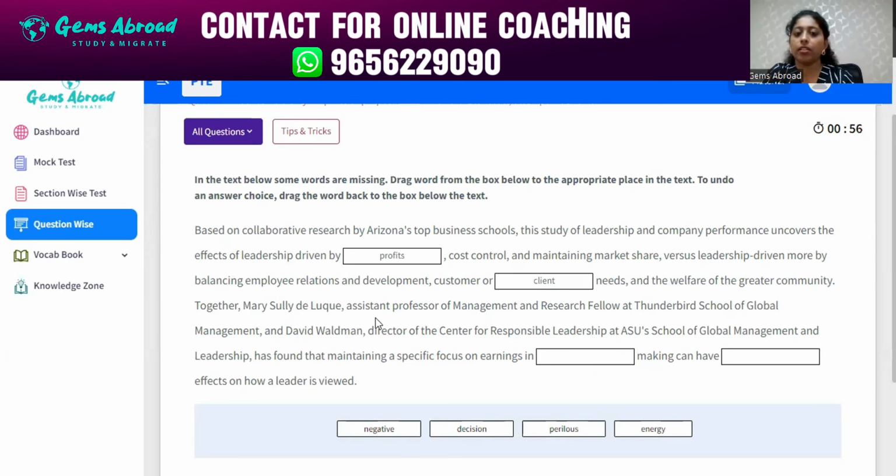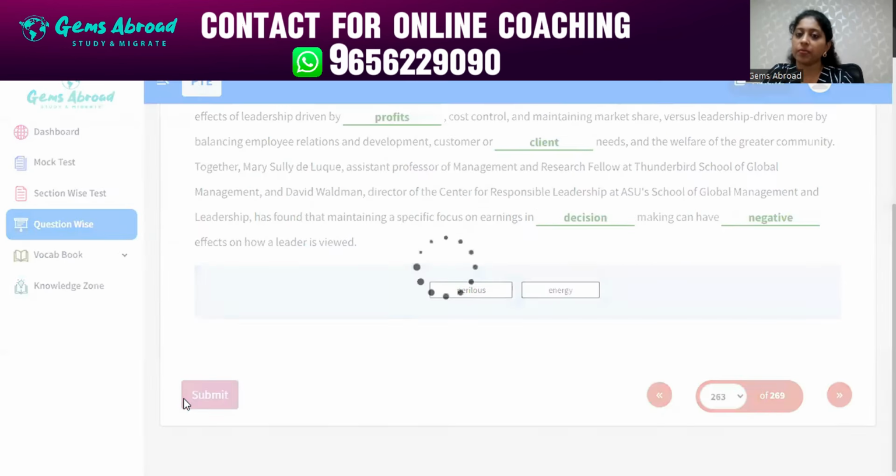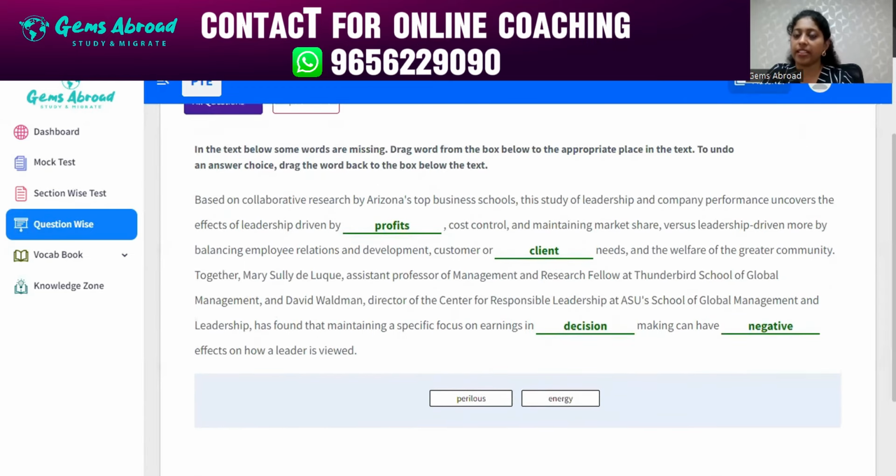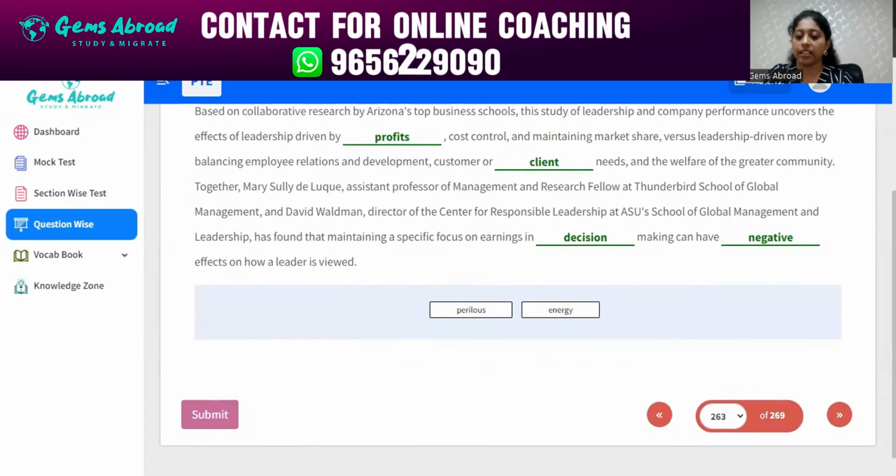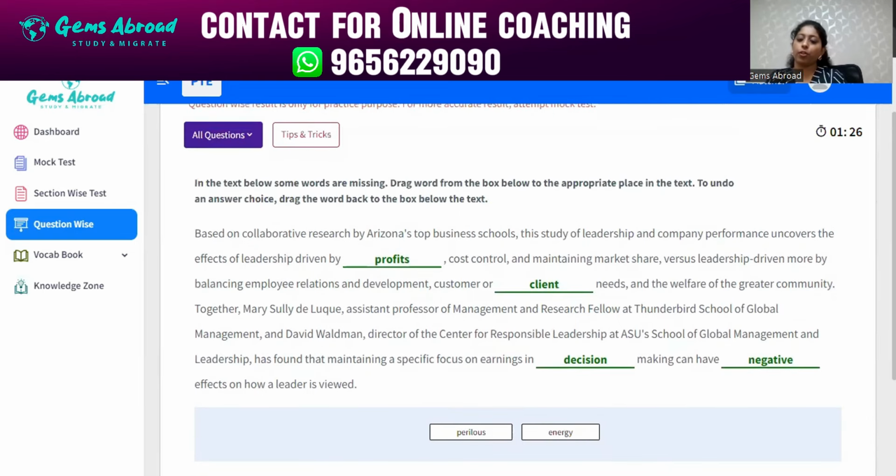Together, Mary Sulidi, Assistant Professor of Management Research Fellow at Thunderbird School of Global Management, and David Wallman, Director of the Center for Responsive Leadership at ASU School of Global Management Leadership, have found that maintaining a specific focus on earnings in decision making can have a dash effect, and a negative effect on how a leader is viewed. See all the answers, click the text, go through the options, then decide. You have done 3 or 4 questions.